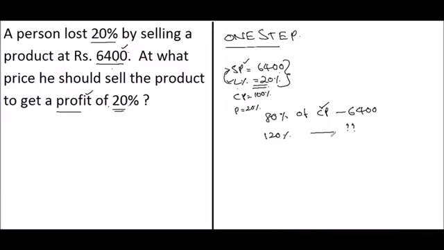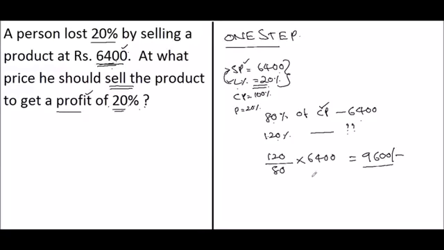I can bypass the cost price by using the concept here, because in the first case they have given the selling price. Again they are asking for the second selling price to get 20% profit. Now 80% of the cost price is this much, 120% is how much, including 20% profit. My direct fraction is 120 by 80 into 6,400. Simplify this, you will get 9,600. All right.